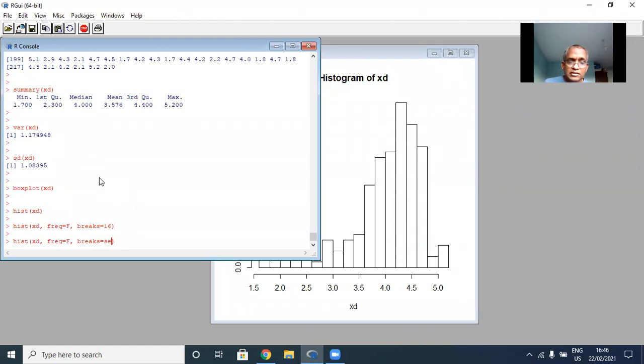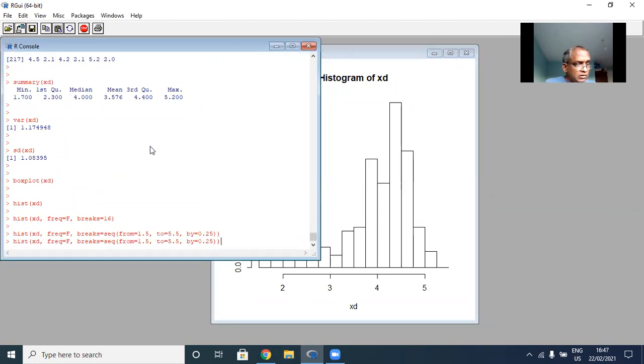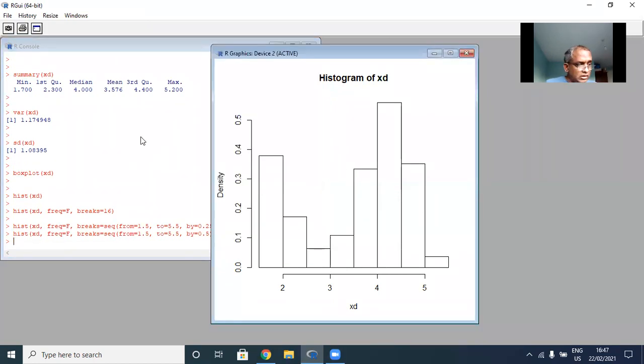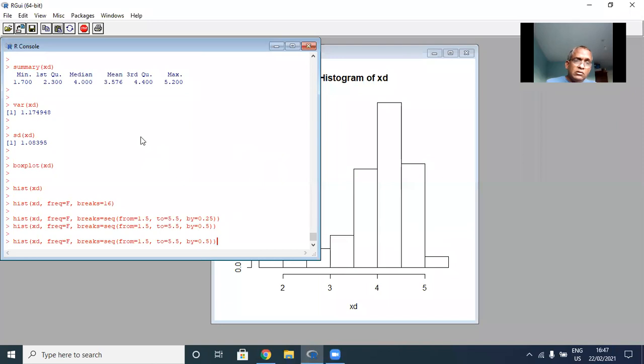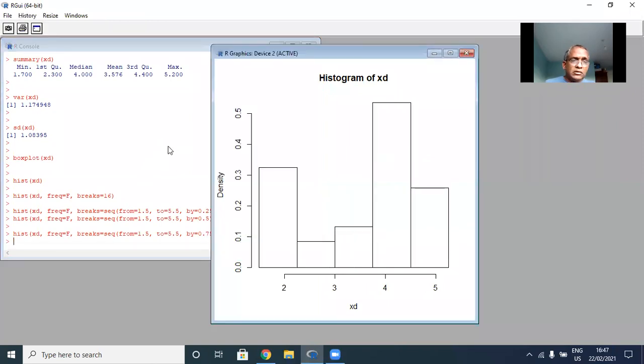Like, for example, you can take the breaks to be, say, from 1.5 to 5.5 in steps of 0.25, all right? This is what you get, right? And you can also take it from, say, 0, like this. This is what you get. And you can also take it to like this. This is what you get.